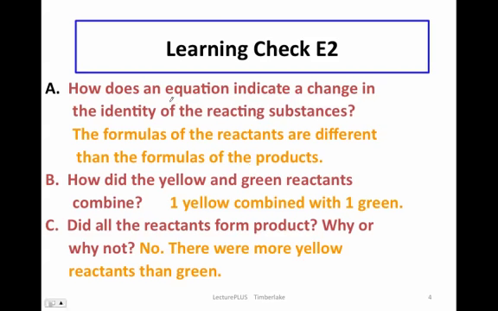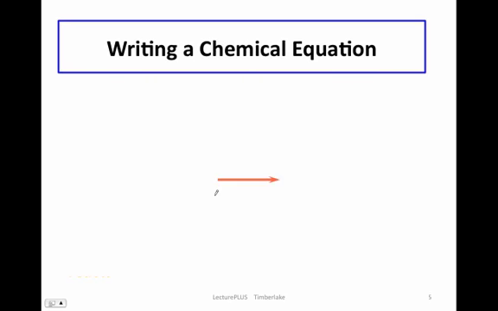So let's just check, how does an equation indicate a change in the identity of the reacting substances? The chemical formulas of the reactants are different than the chemical formulas of the products. And how did yellow and green reactants combine in a chemical reaction? Well, let's look at that.